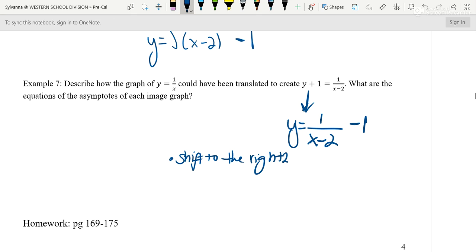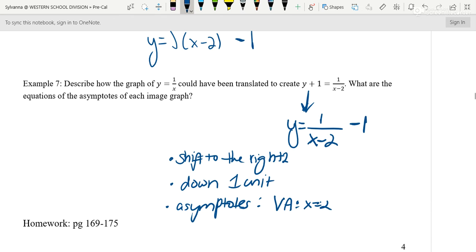And then if you look at our y value, what's affected is that single number that's hanging outside of our fraction. That means we're going to have a horizontal asymptote of y equals minus 1, or you could, in this case, say it shifts down 1 unit. And then I have an asymptote that occurs at y equals minus 1. And that's it for that question.